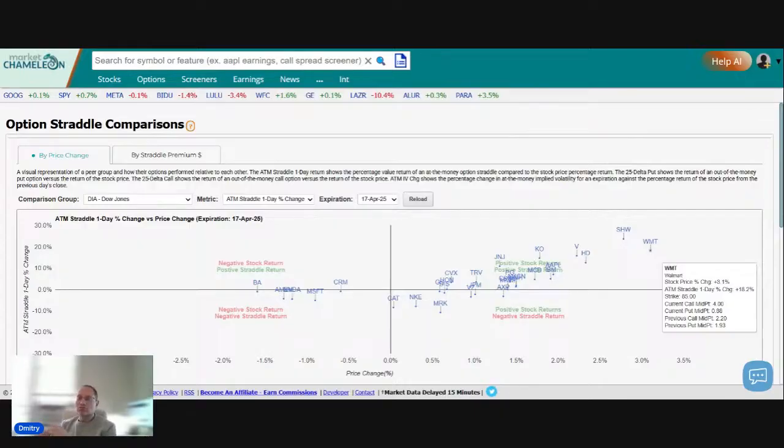You could see that the current midpoint of the call is $4. The current midpoint of the put is 88 cents, relative to the previous day where the call price was $2.20 and the put price was $1.93. So you could see that straddle, if you combine the call and the put price, $4.88 versus the previous day of whatever that $4.10 ends up being. So that shows you the dynamics of the market, right? What are the stock prices and option prices doing?